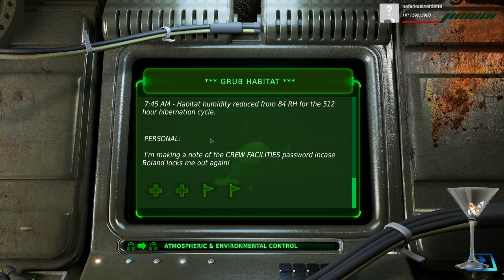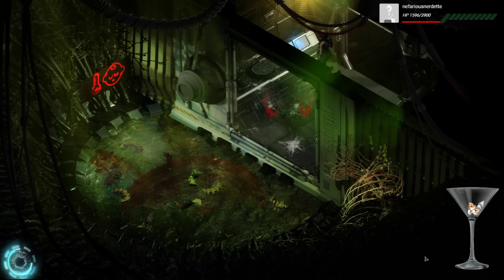Alright, cool. So, crew facilities. Crew fac. We got +, little flag, little flag. +, little flag, little flag. Cool. Alright, so we can get there now. Nice. Alright, let me out.